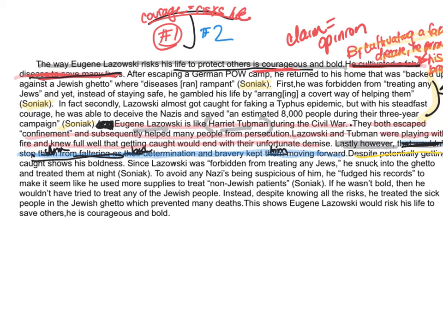Despite potentially, again, dang it, I keep crossing stuff out instead of grabbing my highlighter. I will start grabbing the right pens, promise. Okay. So, despite potentially getting caught, shows his boldness. Clean up the sentence structure. Since Lazowski was forbidden from treating any Jews, he snuck into the ghetto and treated them at night. To avoid Nazis being suspicious, he fudged his records to make it seem like he used more supplies to treat non-Jewish patients. And you can see these are both cited.